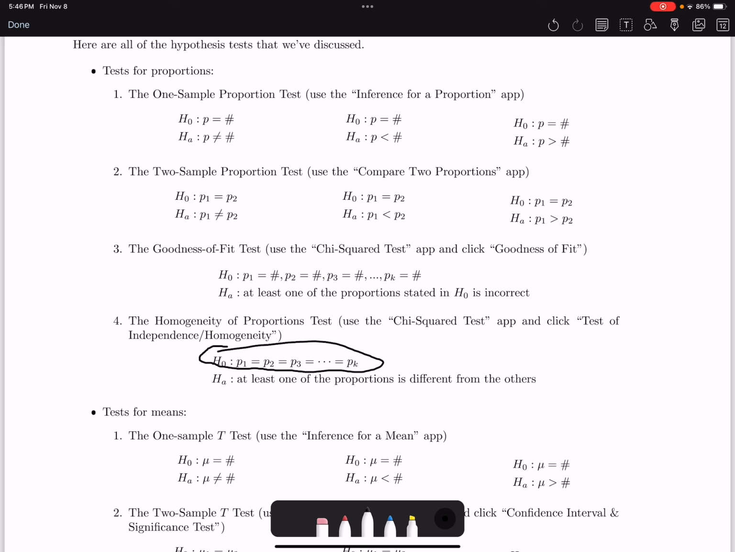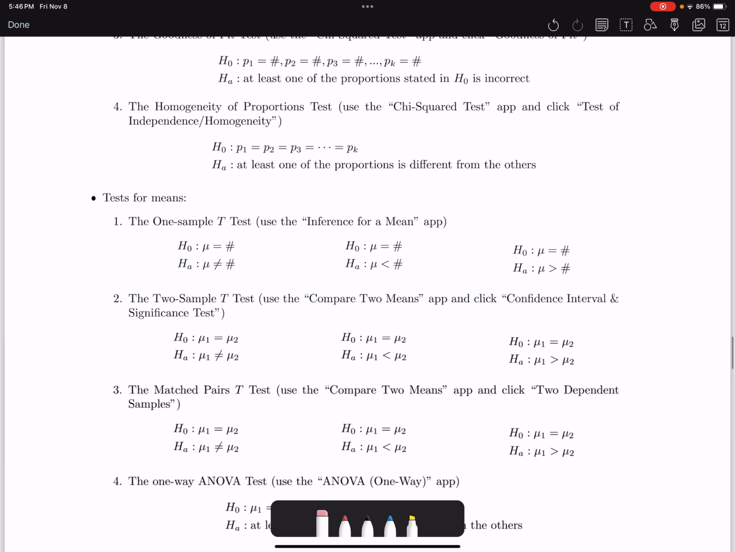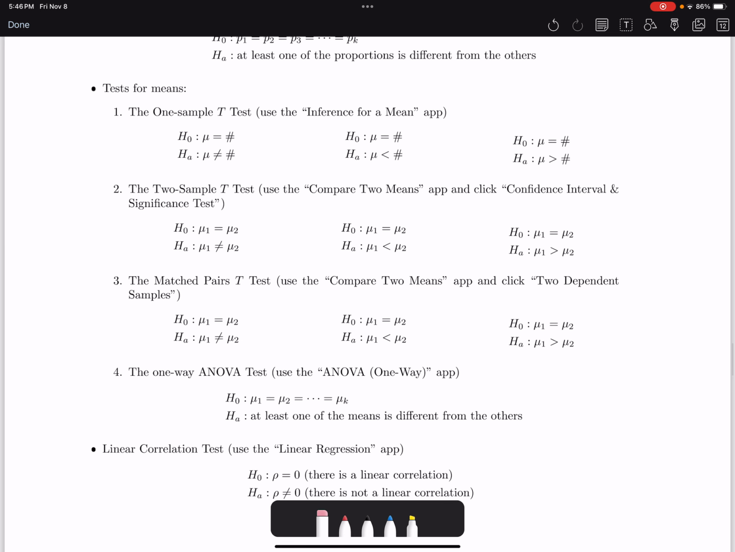And we don't care what the proportions are equal to. We don't care what the numbers are. We just want to know if they're equal to each other, okay? And so this is literally how you would state the null hypothesis in a homogeneity test. So those were the four tests for proportions. Now, we also had four tests for means, okay? We have the one sample t-test for testing a mean from one sample, okay?